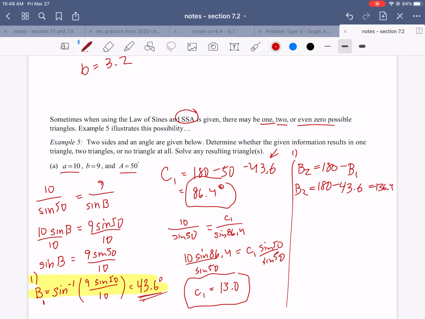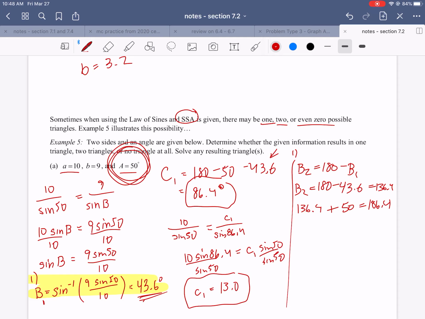0.4. Now, if that were possible, then what would have to happen is that 136.4 plus the given angle in the problem. So the given angle in the problem was 50. That is going to equal 186.4 whenever you just add those numbers together.